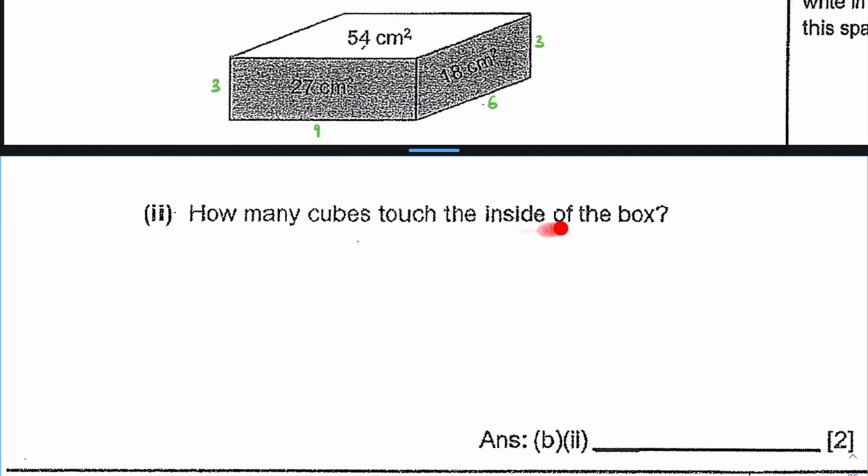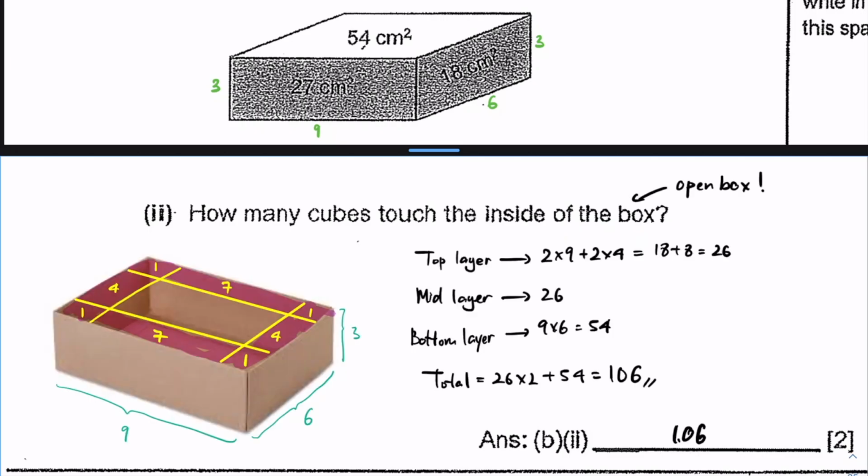How many cubes touch the inside of the box? Now, let me illustrate this in a different way. By the way, it's an open box. So the inside of the box, what do they mean by that? So this part basically refers to the cubes, all 7 of them, having contact with this side of the box. And these 4 having contact with this side of the box. And of course, we've got 1 of the cubes in each of these corners.